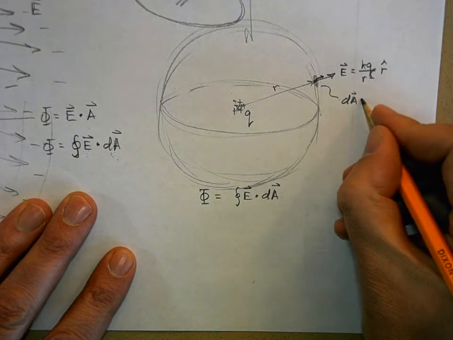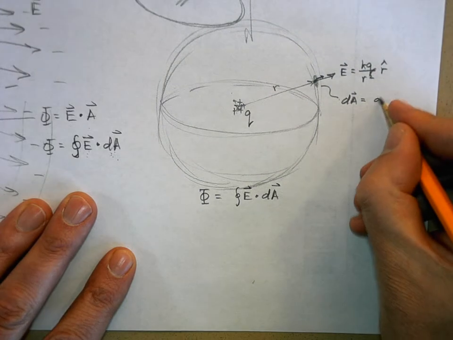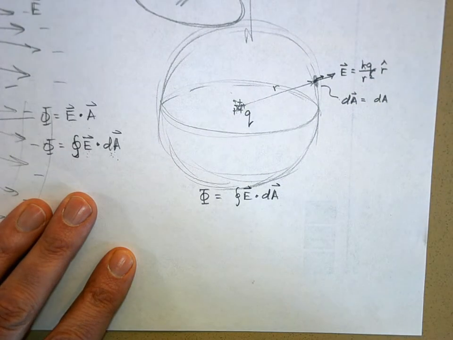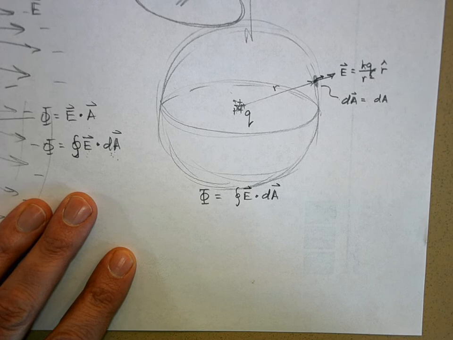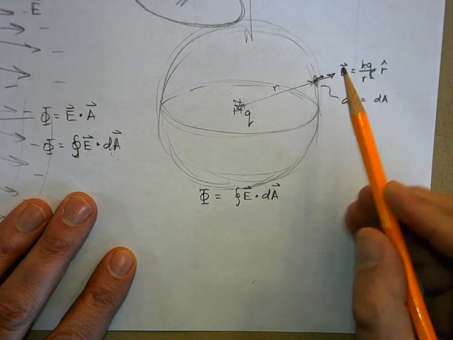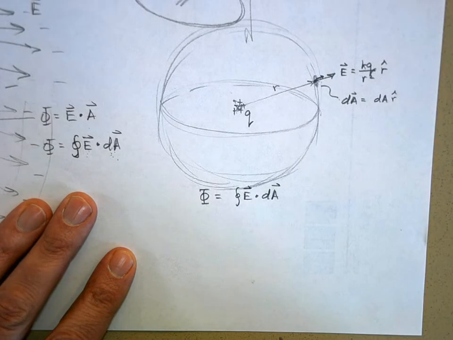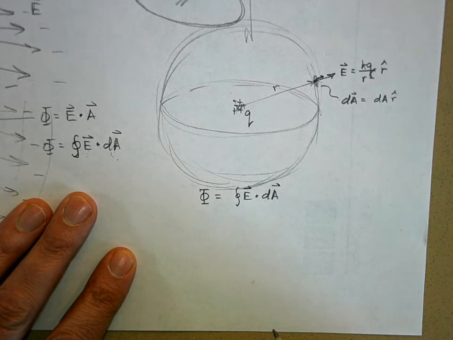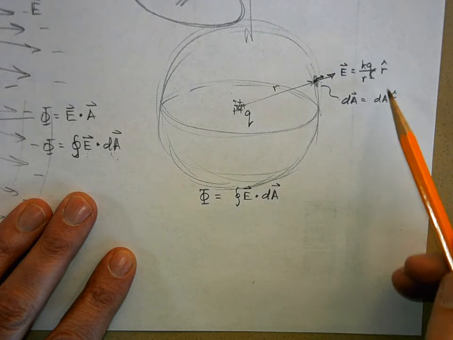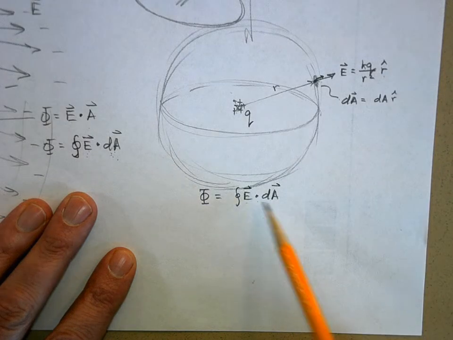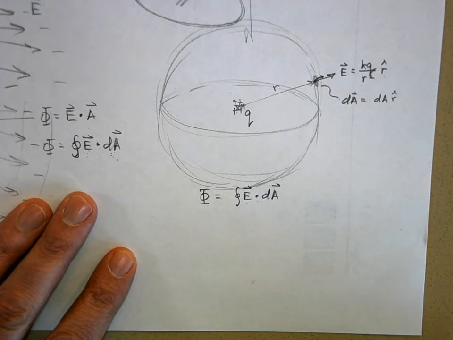And it has an area of dA. Yeah, okay. But what direction is it in right there? It's the same direction. Okay, so that's pretty cool. When I go r hat dot r hat, I get 1, so I get rid of the dot product.